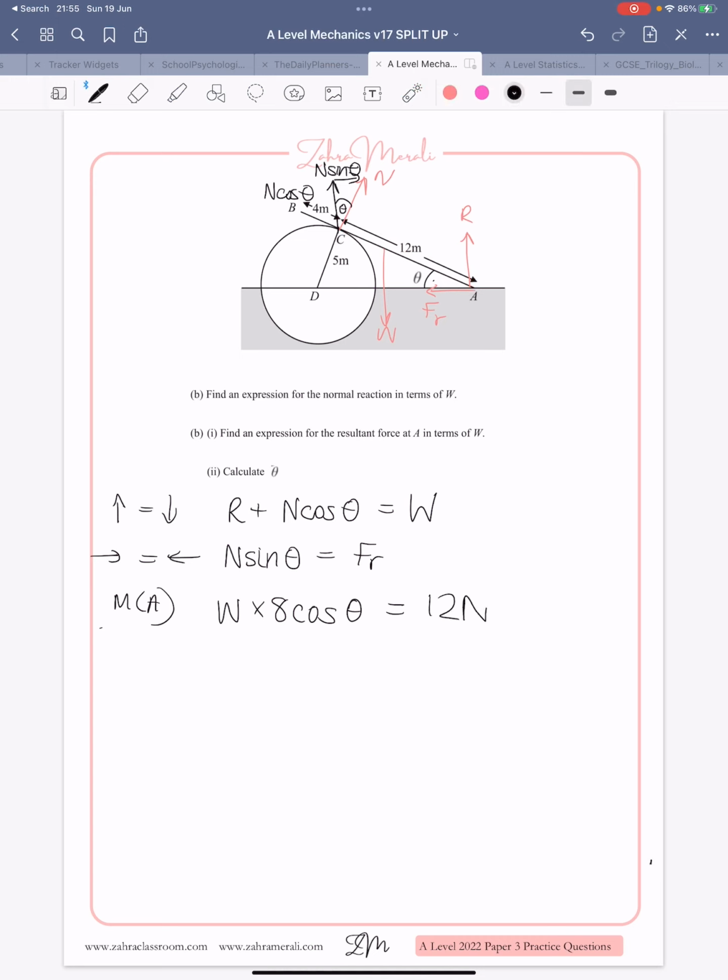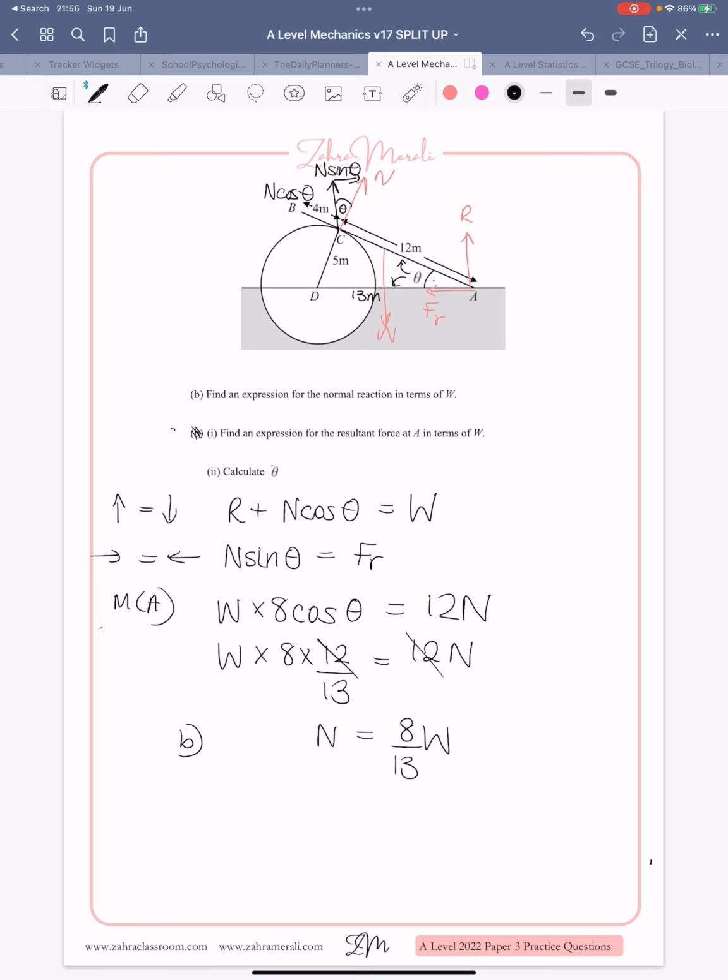So 12N. And we know that cos theta, because remember we worked this out, is 12 over 13, cos theta is going to be adjacent, so this one here, over hypotenuse. So W times 8 times 12 over 13 equals 12N. And we can rearrange that and we've got N equals, so essentially that goes 8 over 13 W. So we've effectively answered part B.